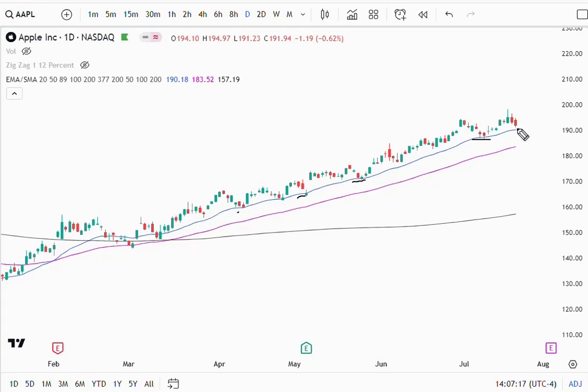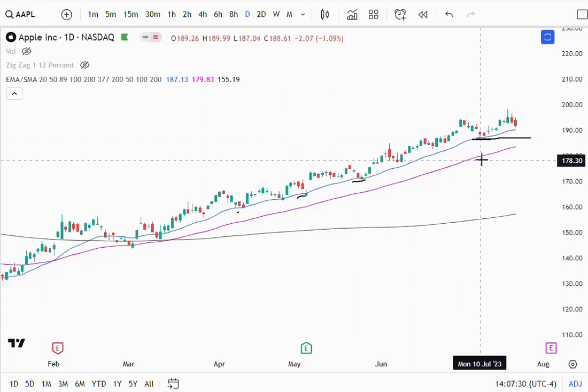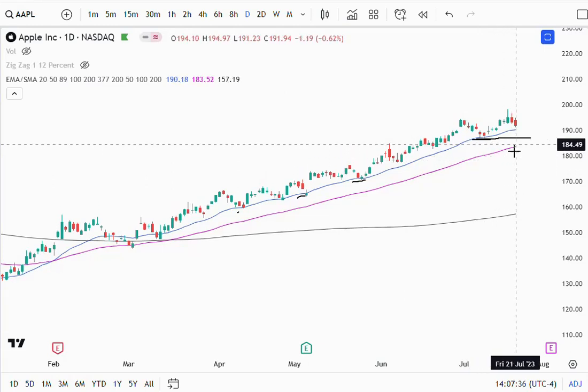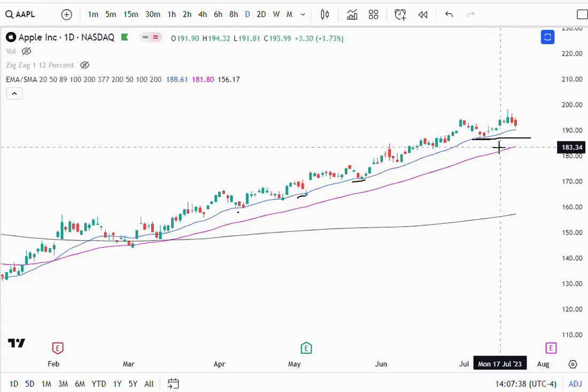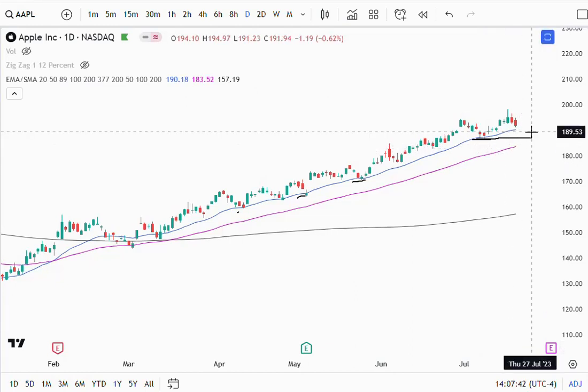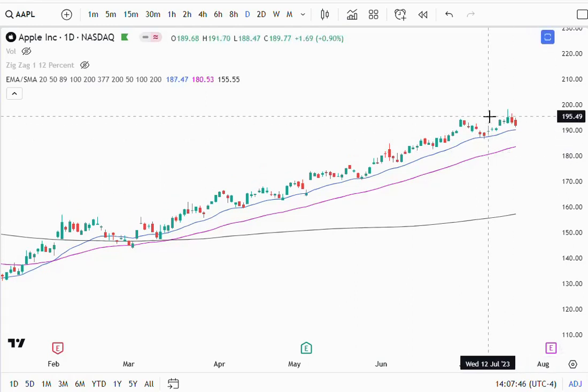But if this daily 20 is breached, then I'm looking at this level right here, because this was the last daily higher low, because you can see higher lows. So what level is that? That's around 186. So that would be the next level I'm watching. And underneath that, I'm looking at the daily 50, which is this line right here. And that's around 183. So those would be the levels I'm looking at.